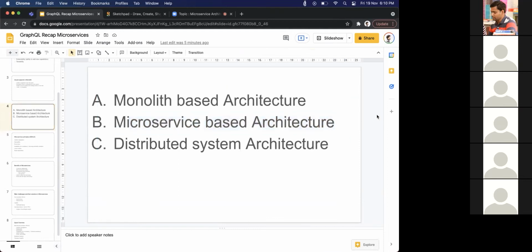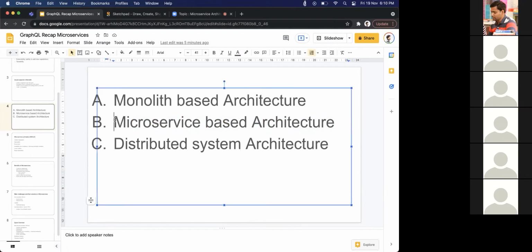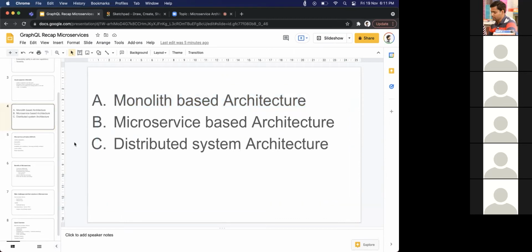Some of our products need not be in microservice architecture also. They can still work wonderfully in a monolith-based architecture itself. Based on the use case and your requirements, you should choose your architecture style and proceed with that.